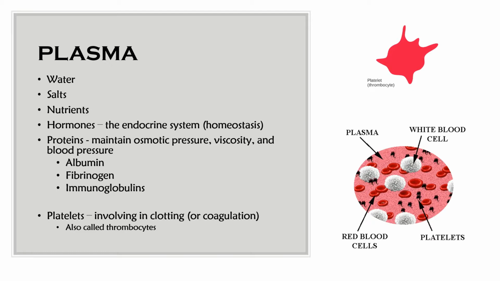Now also, within blood is the plasma. And in the plasma is where you're going to find water, you're going to find salts, you're going to find nutrients, you're also going to find any hormones that may be circulating throughout the body, any proteins such as albumin, and you'll also find platelets, which are the clotting factors that are also called thrombocytes.